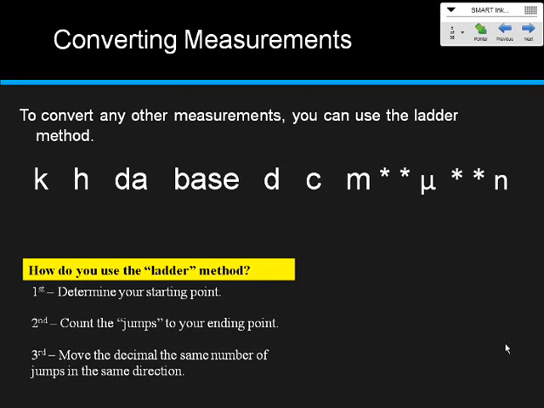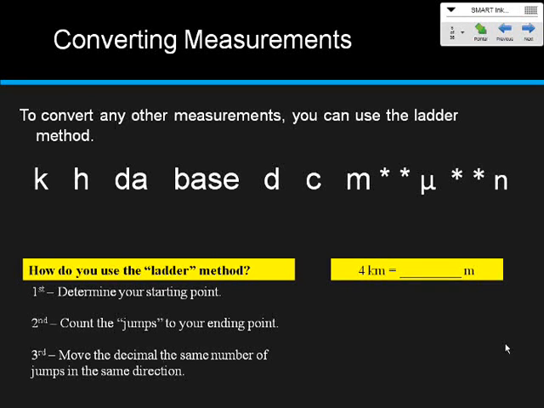The first thing you need to do is determine the starting point. And you also need to determine the ending point also in that first step. I should have written that in there. So determine the starting point and the ending point. Then you're going to count your jumps from the starting point to the ending point, and that will tell you which direction to move the decimal and how many spaces to move the decimal. Let's look at an example.